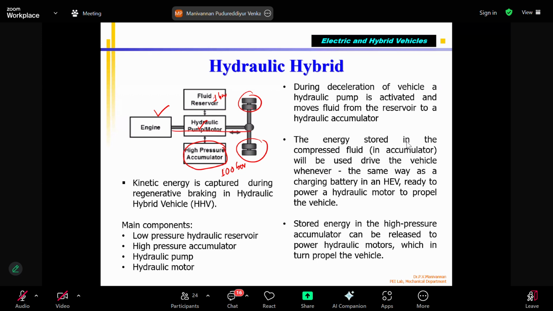Okay. Now, suppose suddenly your vehicle is moving, correct, on a plain road. At that time the engine is driving.